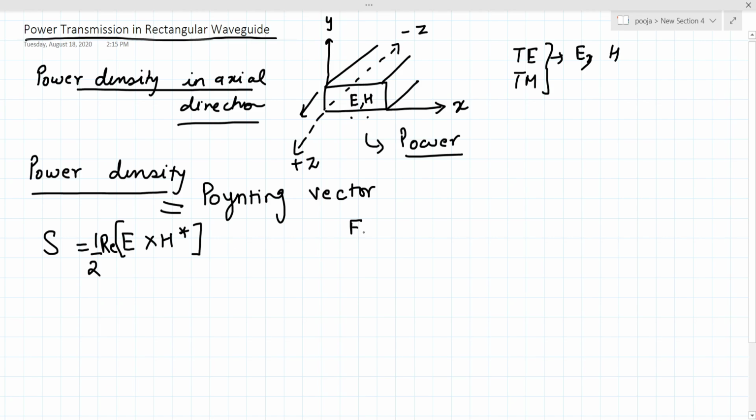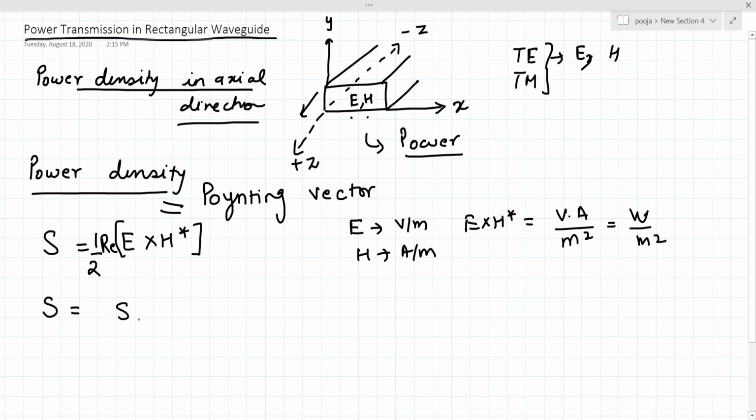How is it a power density? E is in volts per meter, H is in ampere per meter. So E cross H conjugate will be volt ampere per meter square, means watt per meter square. It is power per meter square, power density. So this S is power density and it is a vector quantity, means it will have all x, y and z components. So let's write all the components. Sx ax plus Sy ay plus Sz az. Ax, ay, az are the unit vectors in x, y and z direction.